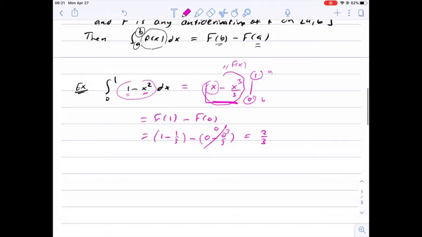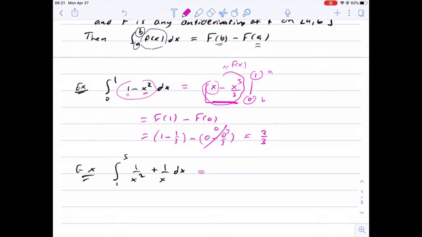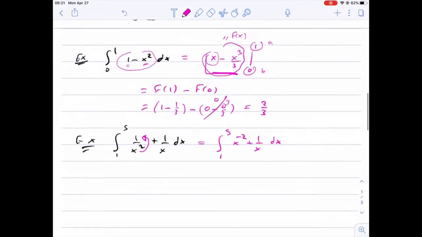Another example. If we want to find the integral from 1 to 5 of 1 over x squared plus 1 over x dx, well, what we need to do is to find the antiderivatives. But this is x squared in the denominator, we can bring it up here. The integral becomes the integral from 1 to 5 of x to negative 2 plus 1 over x dx.